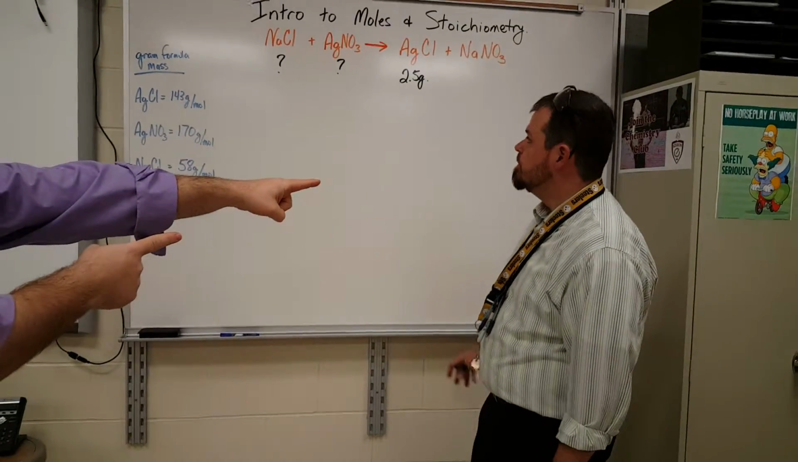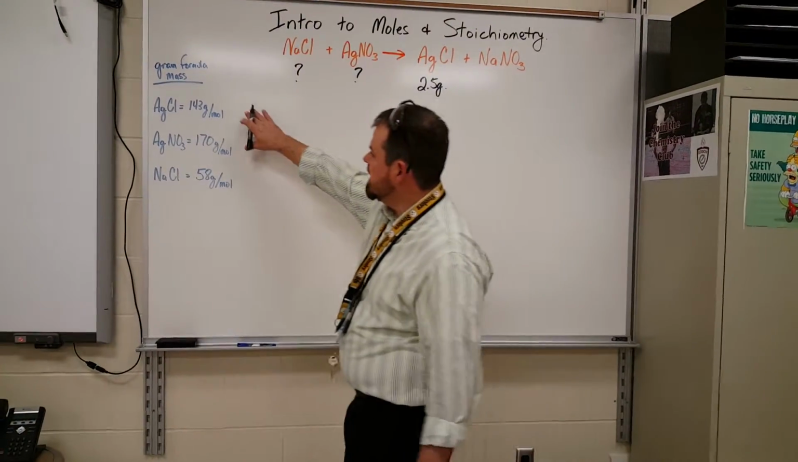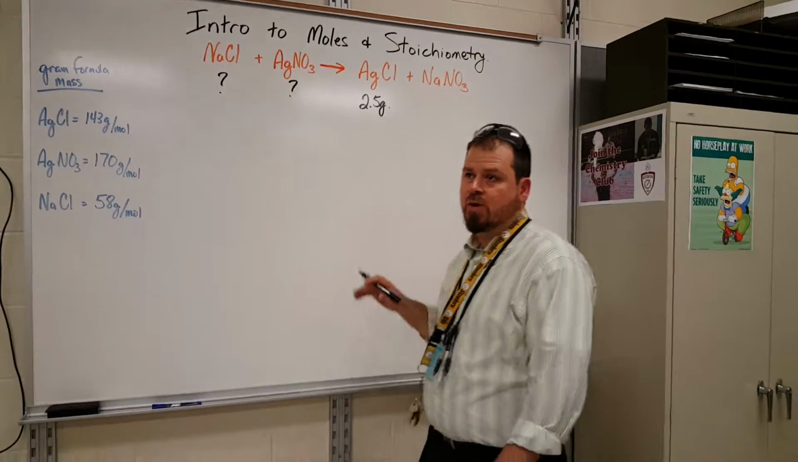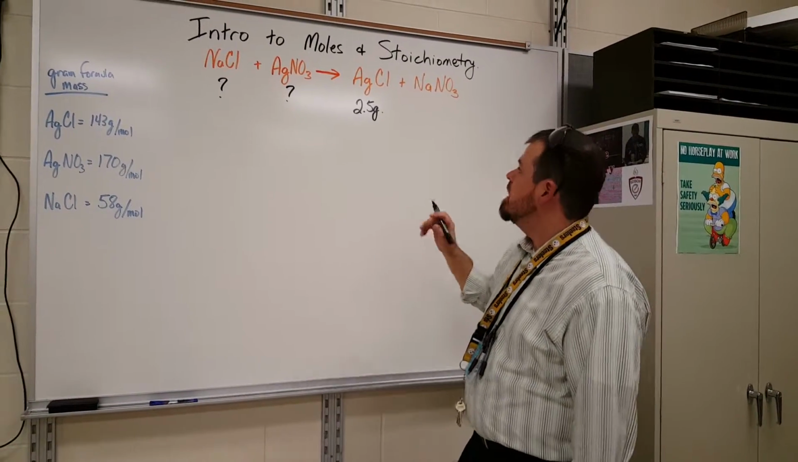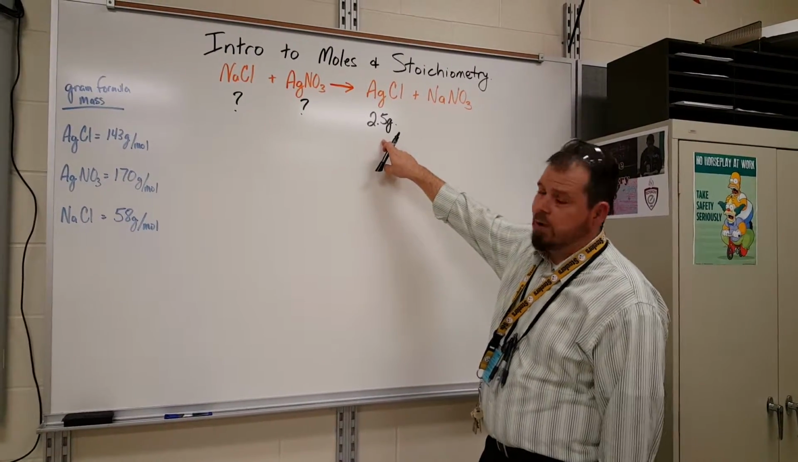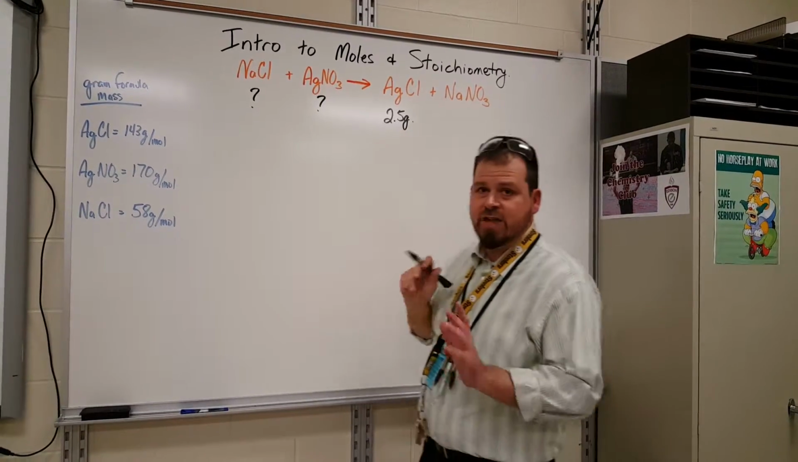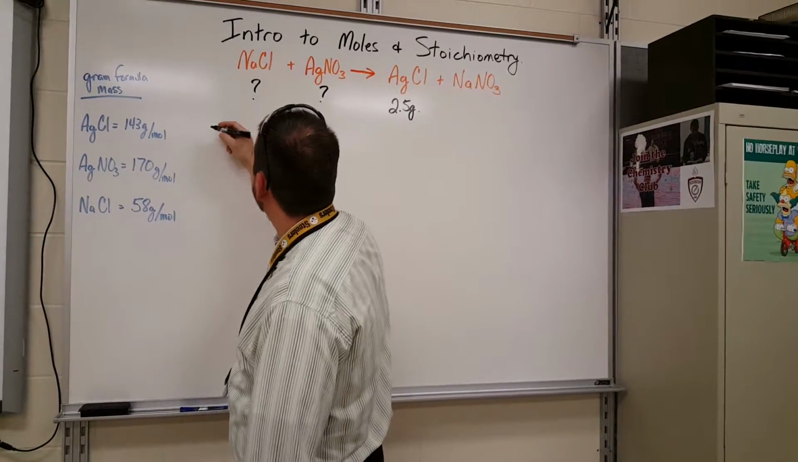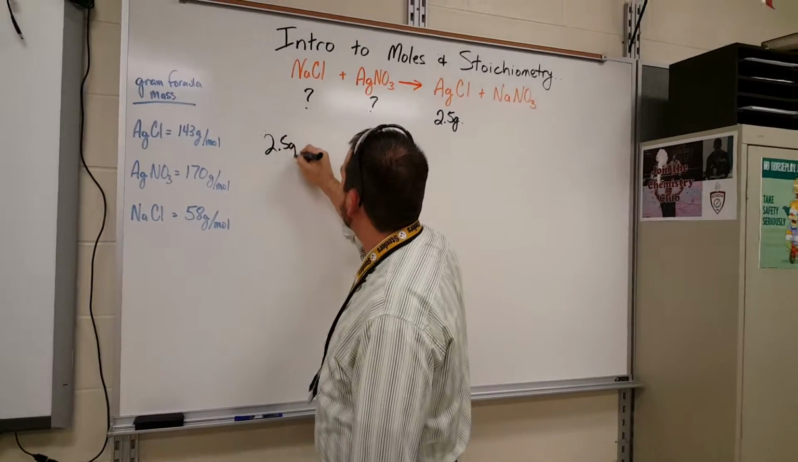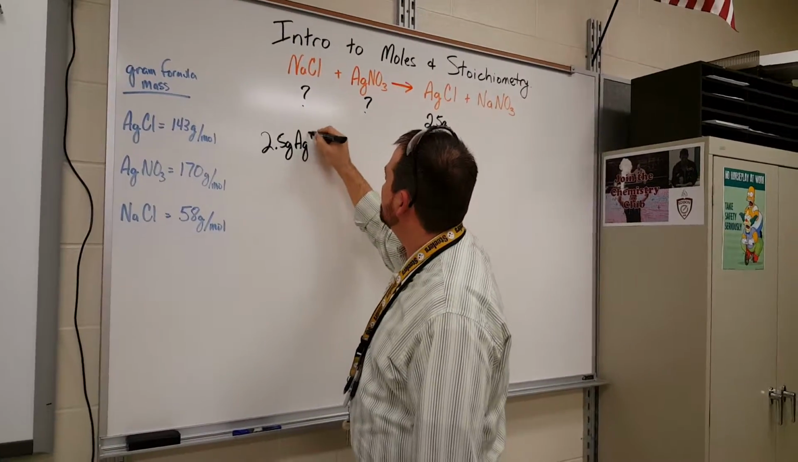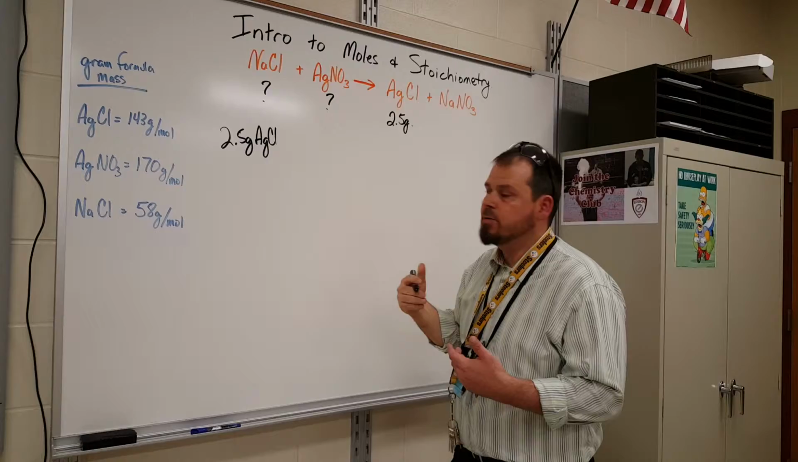So, Milks, go, the math man. So here's some numbers we did ahead of time. This is called gram formula mass, one of the first things we'll be able to learn how to do. And what we're going to do is I want to get 2.5 grams of AgCl, so that's where we're going to start. I'm going to start with 2.5 grams of AgCl. I'm going to be very religious with my units. I want my units all the time.